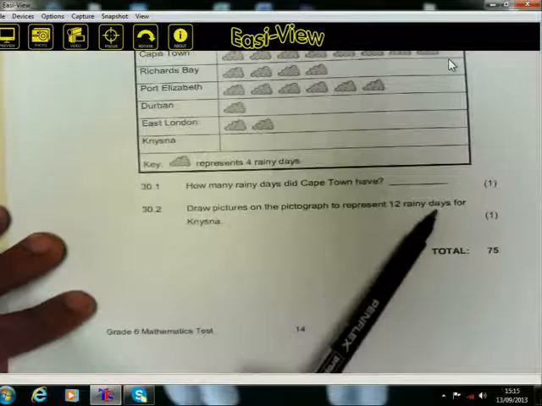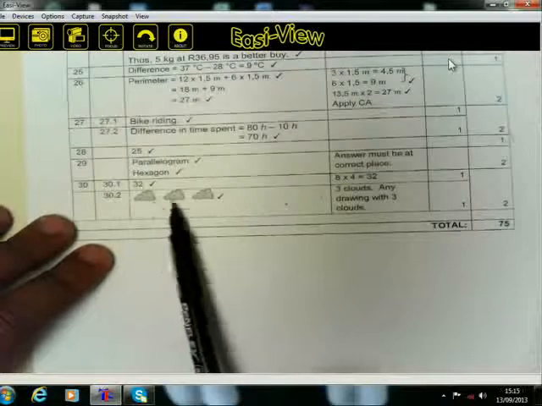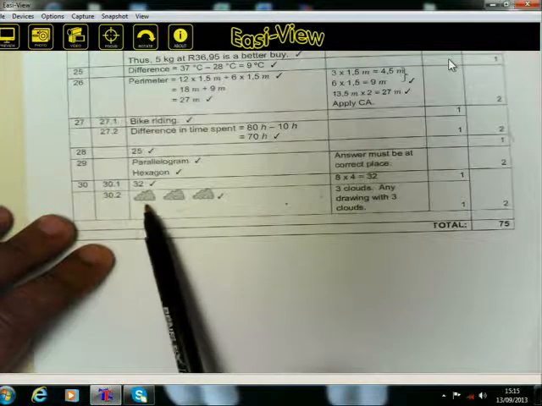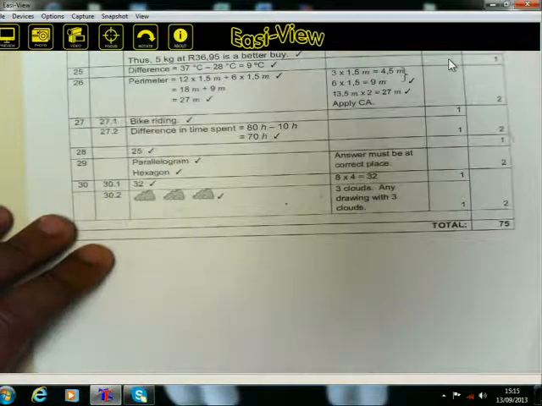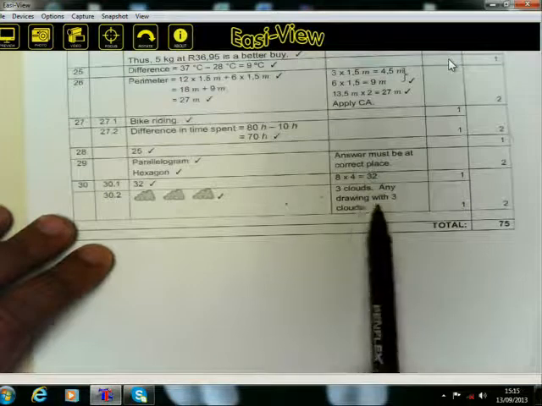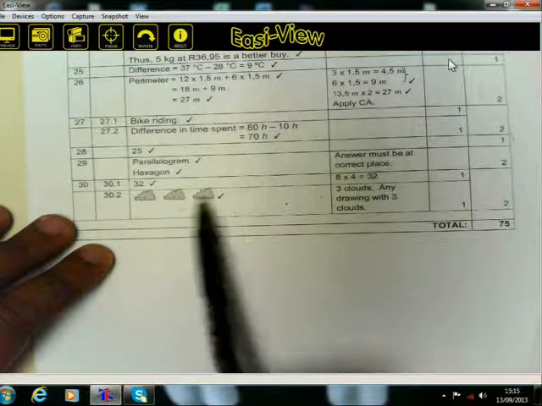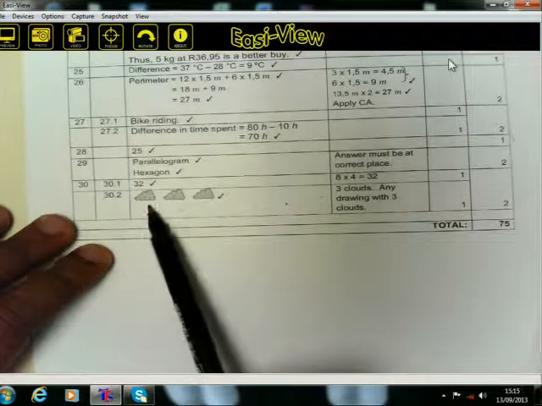And then the last one is draw pictures on the graph to represent 12 rainy days for the Naisna. The picture 1 indicates 4, so to indicate 12 there, it's 3 clouds. Any drawing with 3 clouds, don't look at the size of the clouds.